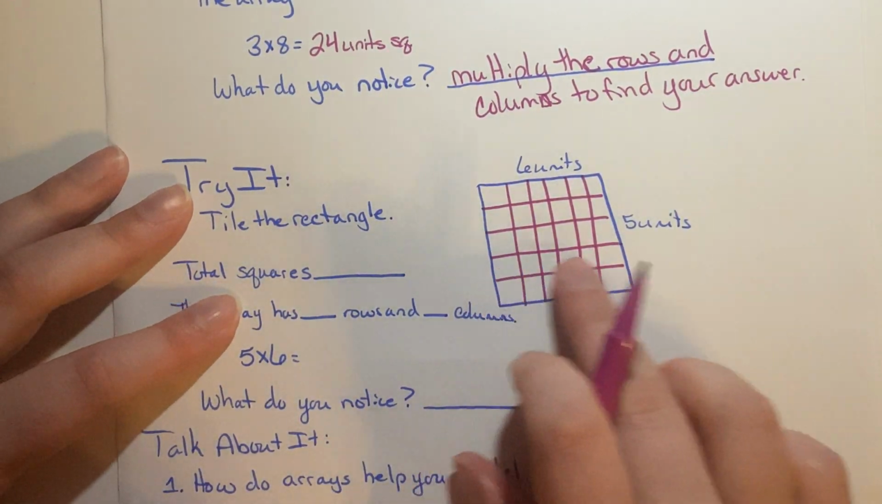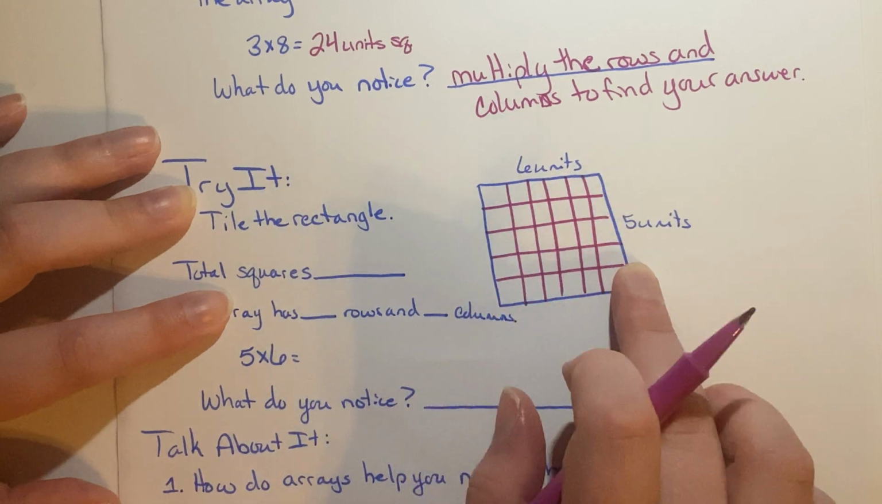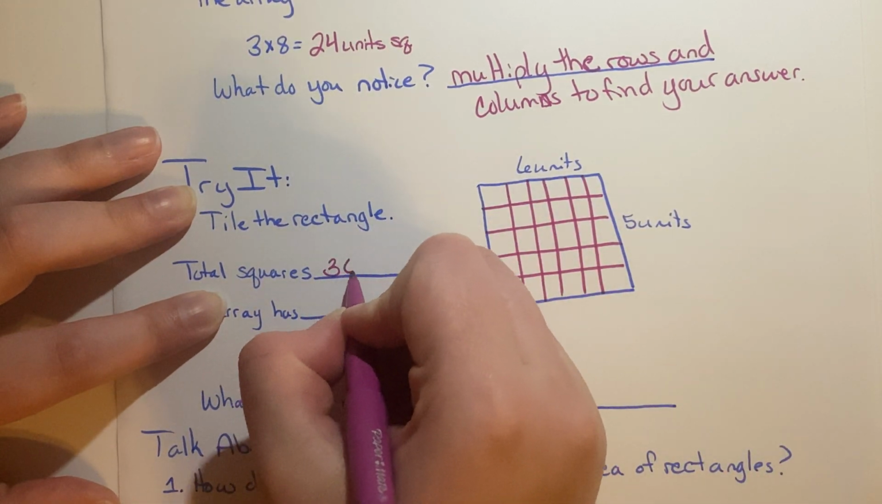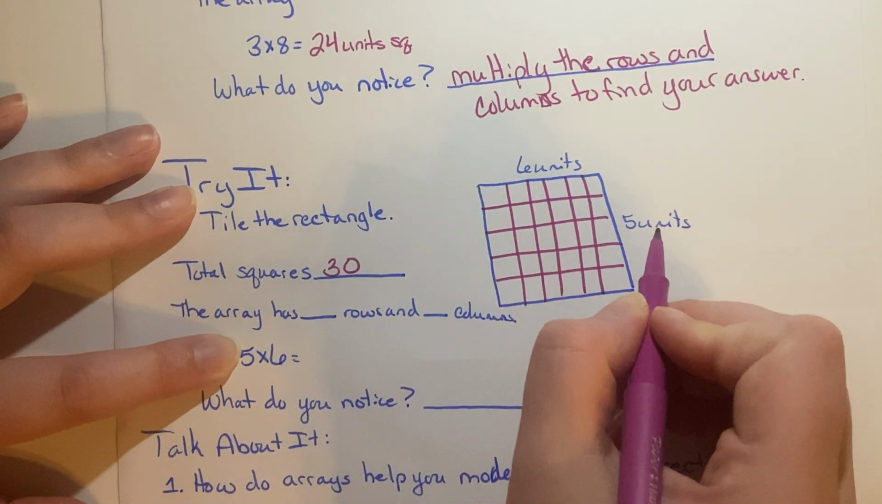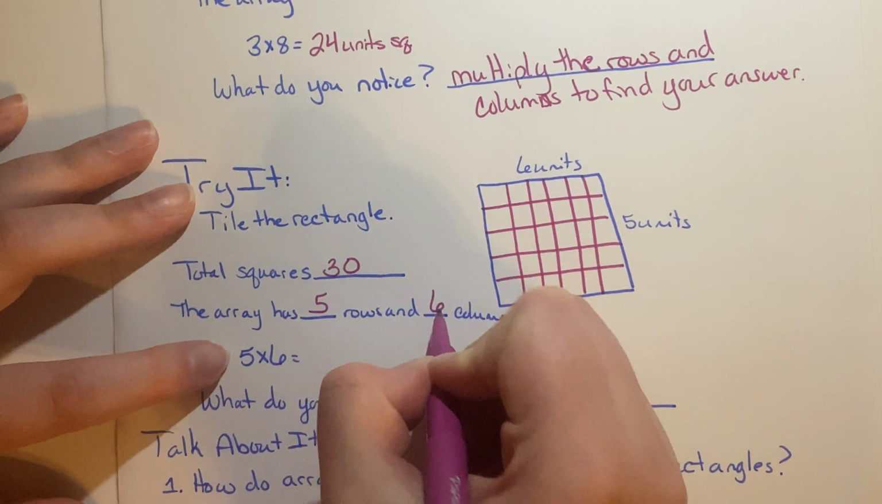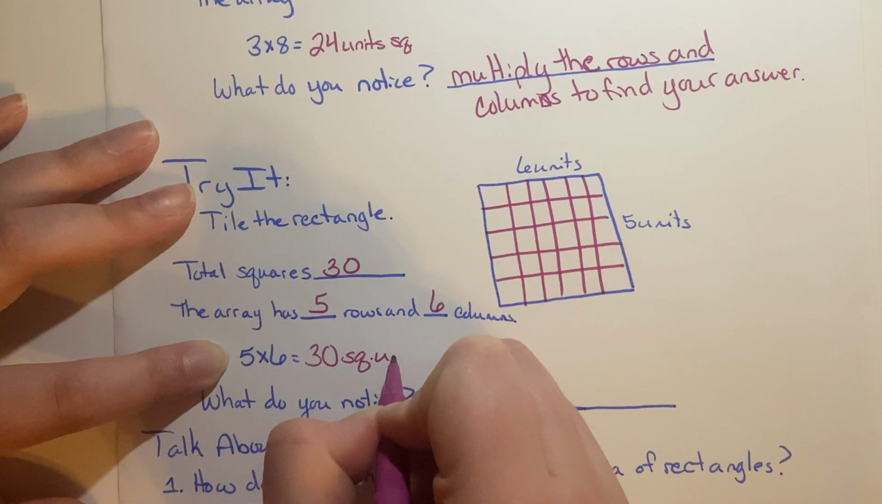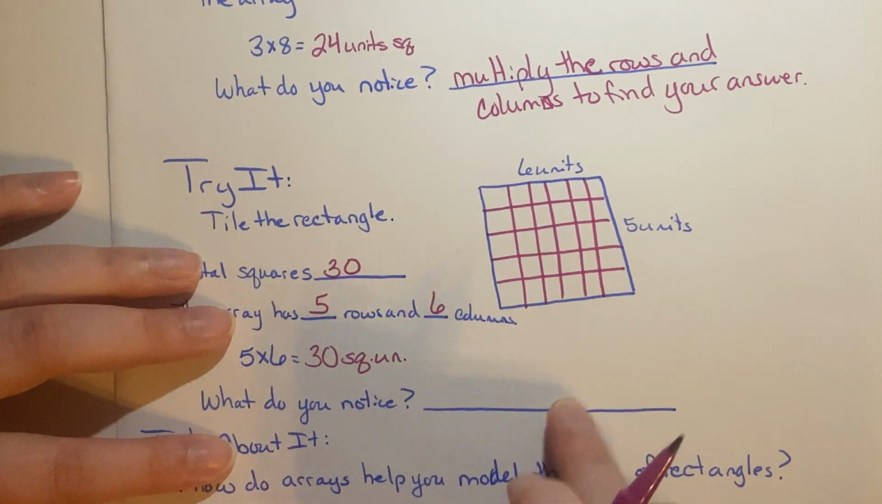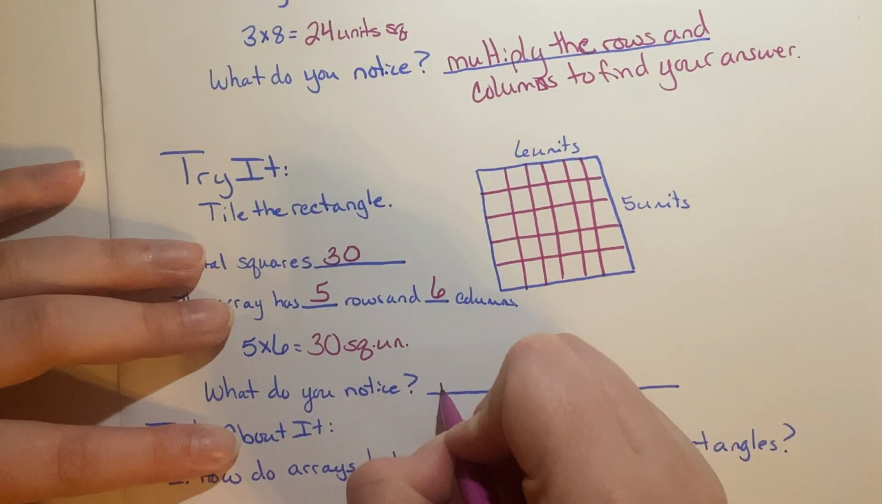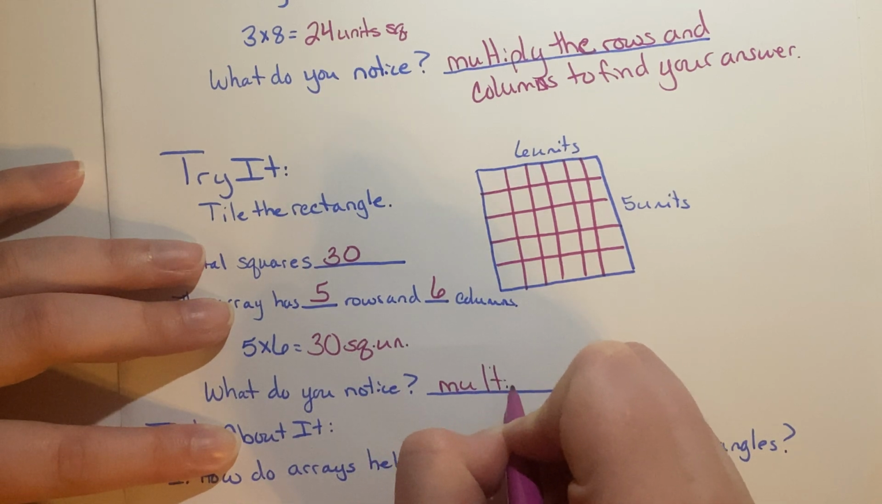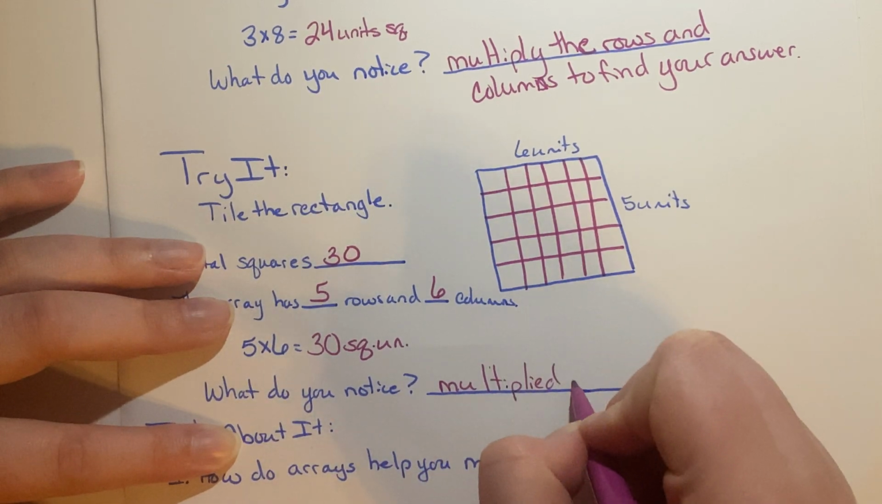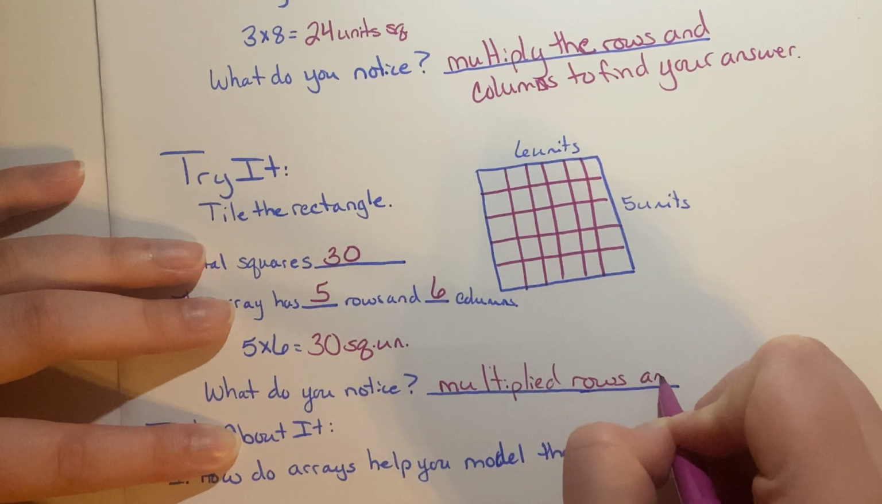Yep. So how many total squares do we have? If you count them all up, it would equal 30. So the array has 5 rows and 6 columns. 5 times 6 is 30 square units. So what do you notice? You still multiplied rows and columns.